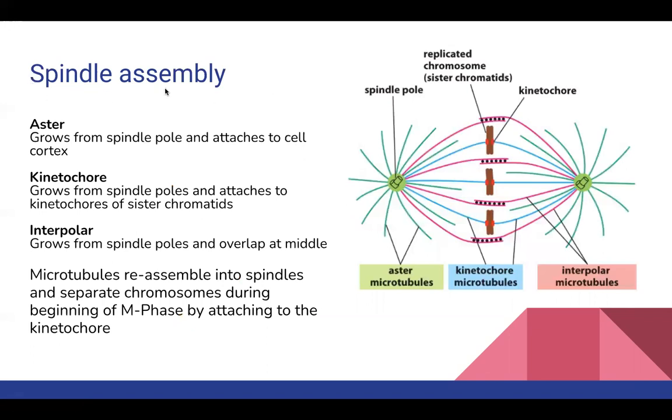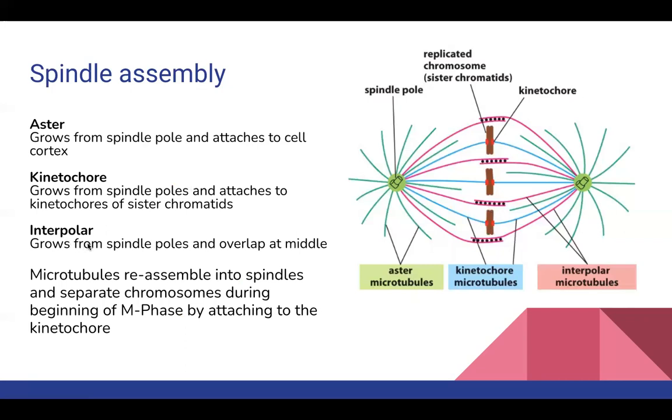So a little overview again of microtubules, and then specifically for the spindle assembly for M phase. We've got asters, which will grow from the spindle poles and attach to the cell cortexes. So that's going to be these green ones. We have the spindle pole here, and they're going to go out towards the cell. And then we have the kinetochore microtubules, which can connect to the kinetochore on the sister chromatids. And those are going to grow from the spindle poles originally. So it's going to be these blue ones that you can see with the spindle pole here going out to the kinetochores that are attached to the sister chromatids.